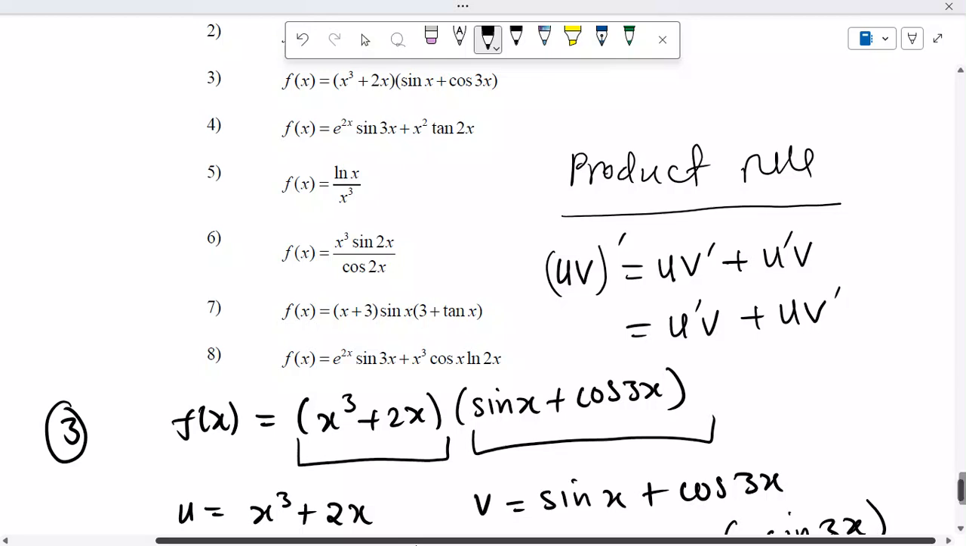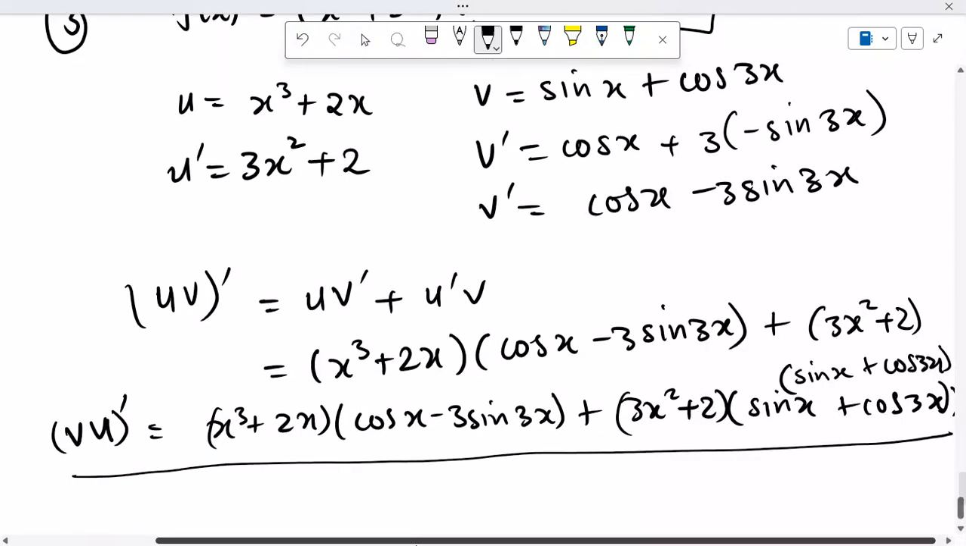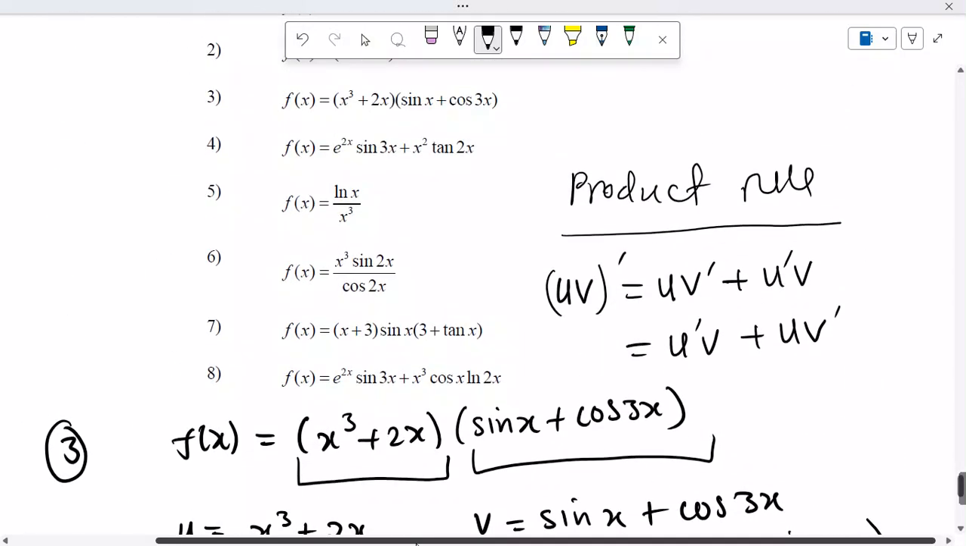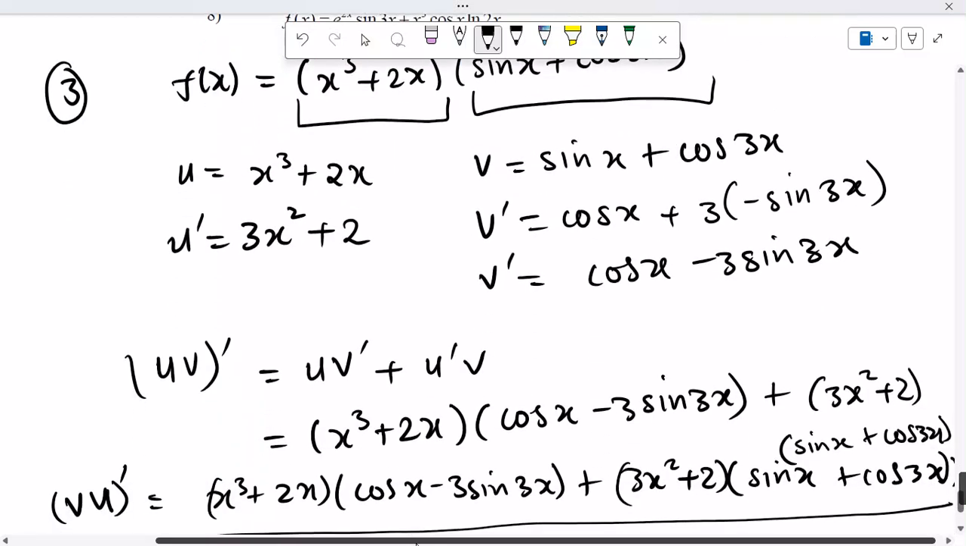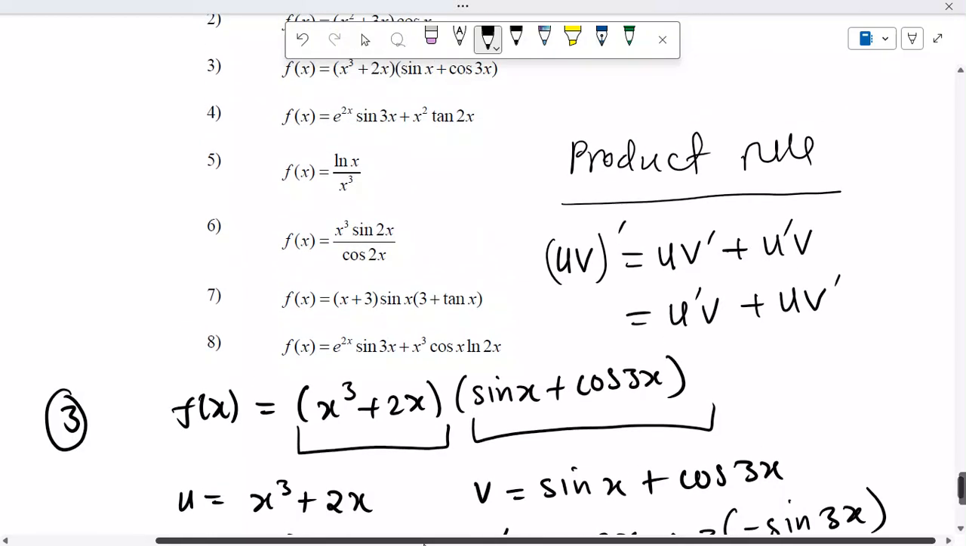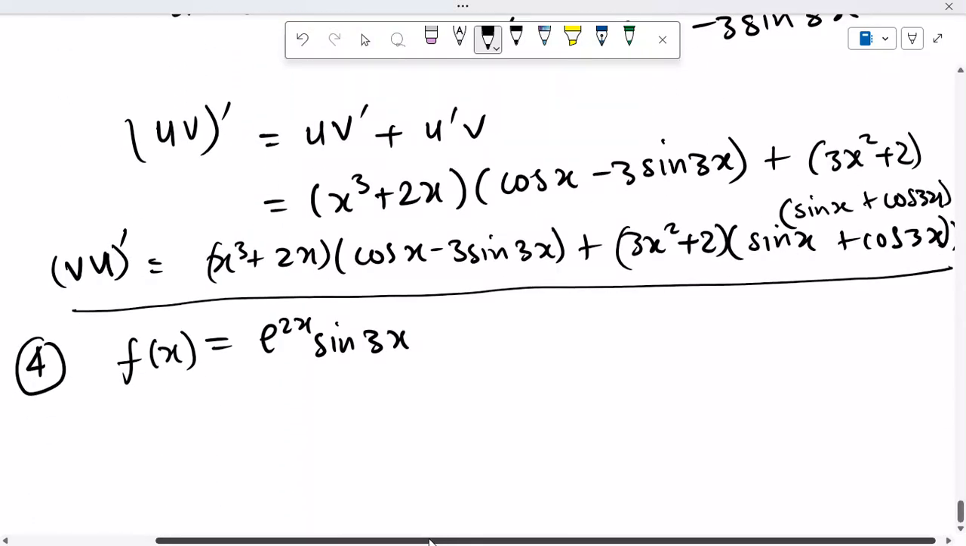Okay, so 4, you write it here. So f of x is equal to, we have exponential 2x sine 3x. Then x squared tan 2x.